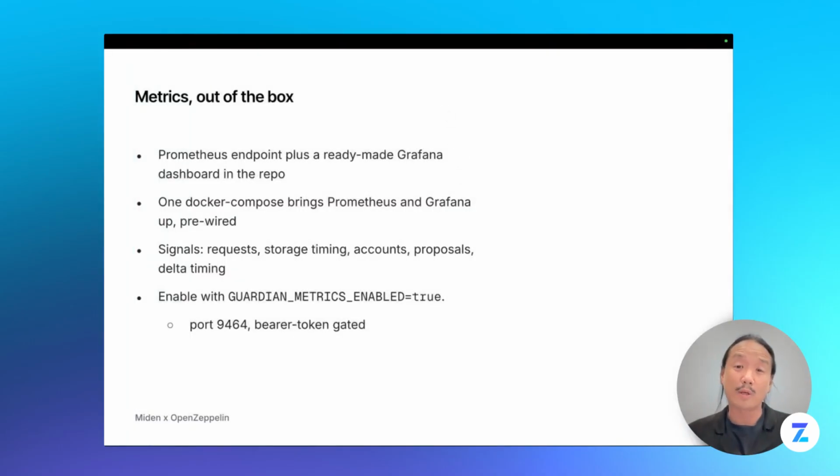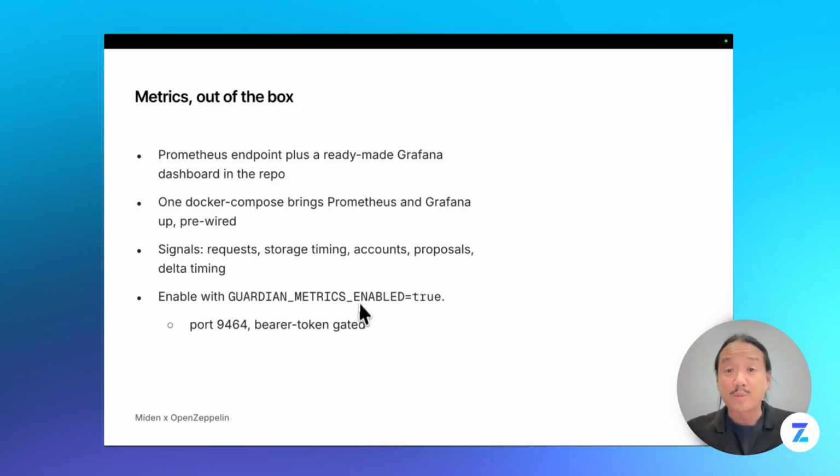The last piece of the operator stack is observability. Guardian exposes a Prometheus metrics endpoint, and the repo ships a ready-made Grafana dashboard in the guides directory. The team combined the observability setup into a single Docker compose example, so you can bring Prometheus and Grafana up alongside a Guardian instance you're already running.